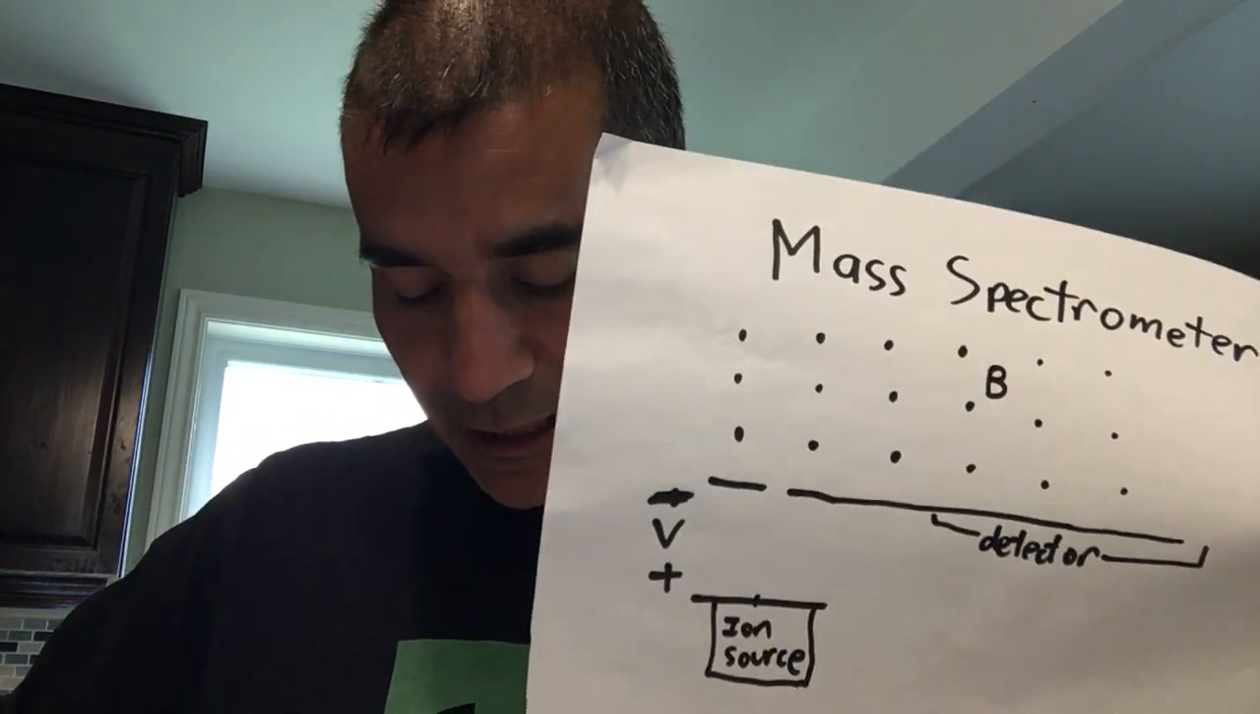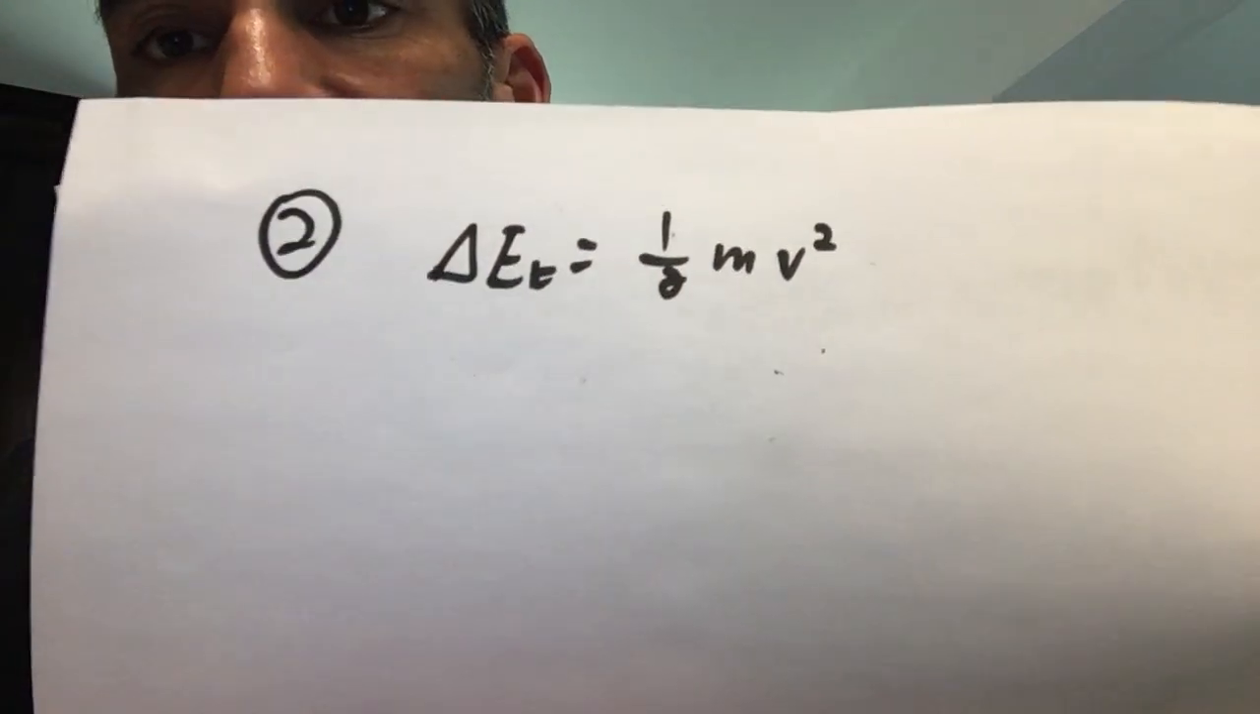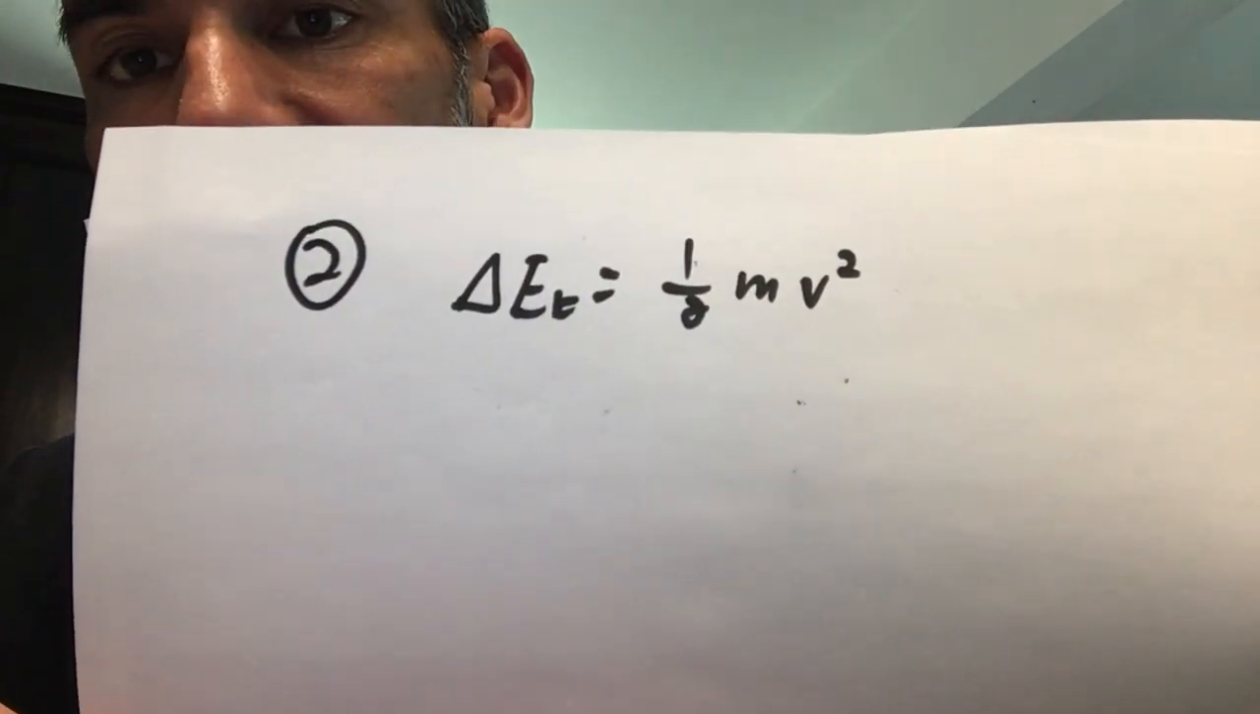And remember, your change in kinetic energy, assuming that it started at 0, is half mass times the square of your velocity.